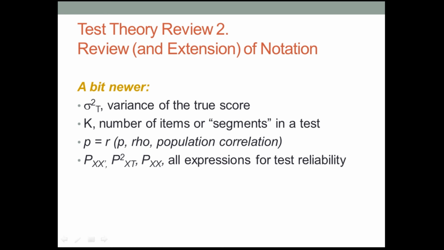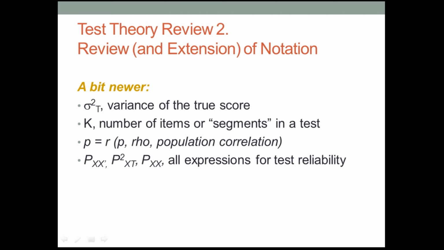And rho, that's the same thing as the first one. Oh no, not quite the same thing as the first one. Just trying to see if you're awake here. Rho XX, the population correlation between an obtained score and an obtained score.